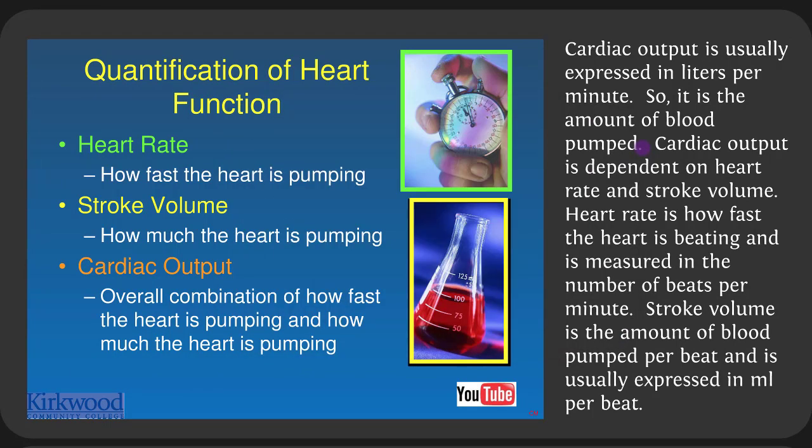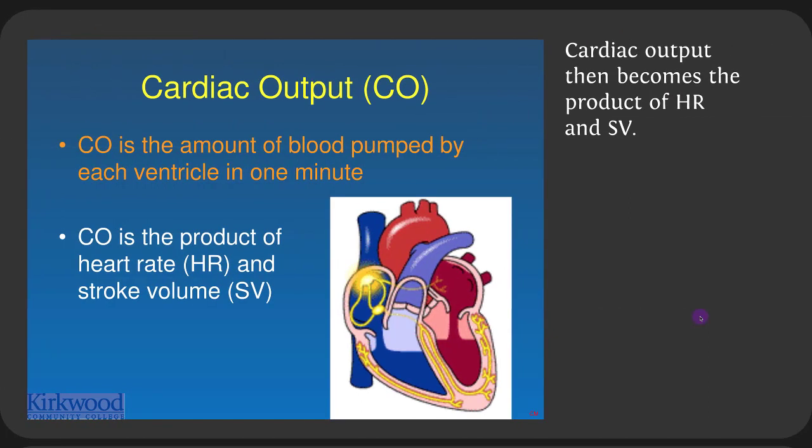Cardiac output is essentially expressed in liters per minute or milliliters per minute, so it's the amount of blood pumped per minute. Cardiac output is dependent on heart rate, so how fast the heart beats, and stroke volume, which is how much the heart pumps per beat. So heart rate is how fast the heart is beating and is measured in the number of beats per minute. Stroke volume is the amount of blood pumped per beat and is usually expressed in milliliters per beat. When you multiply those together, you get milliliters per minute or liters per minute. That's the unit of cardiac output. So cardiac output becomes the product of heart rate times stroke volume.